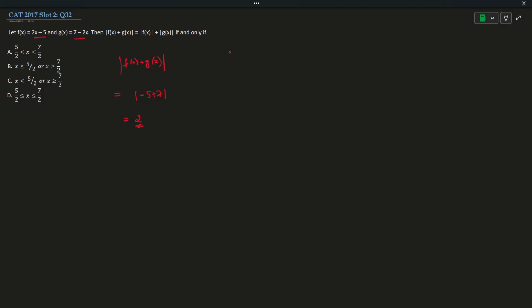That means I need to solve for mod of f of x plus mod of g of x is equal to 2. I need to solve for this, right? Because this entire thing is 2. Let's solve this. So what is f of x? F of x is 2x minus 5, mod. What is g of x? 7 minus 2x, you have mod. Now you have 2.